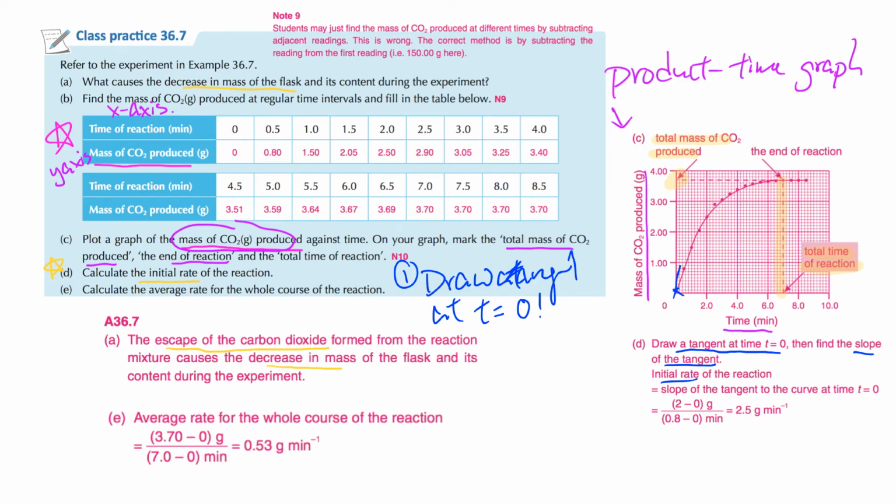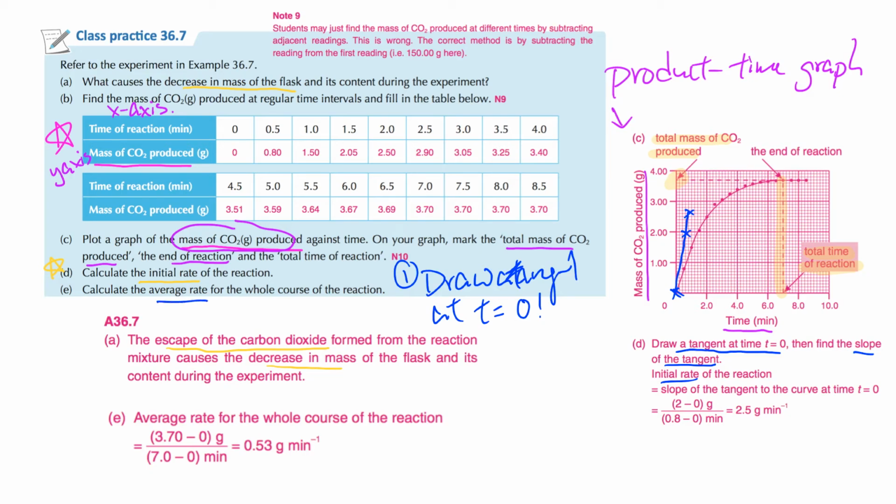So for the initial rate, we just have 1 point. So how can we have the 2-point form? Any point on this tangent can be used as a second point. So maybe you can use this one, maybe this one, maybe the origin. Any one of them will be all right. Just use 2 points to help you find the initial rate.